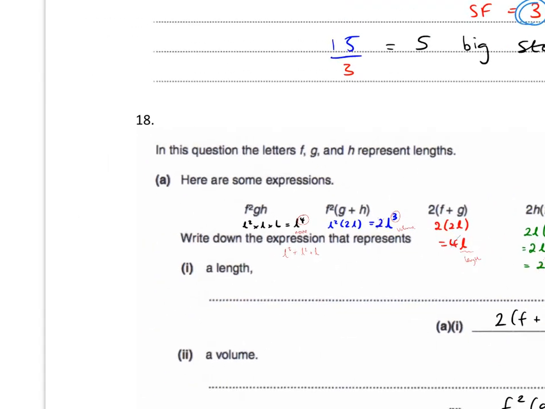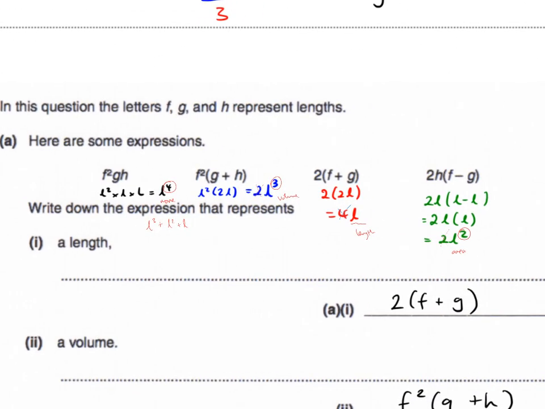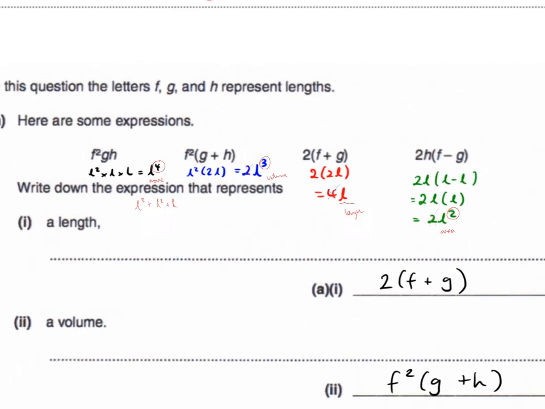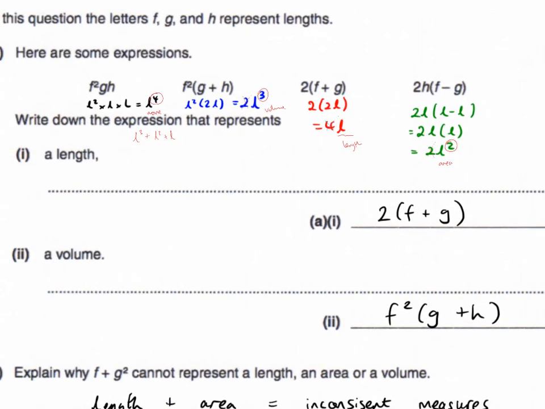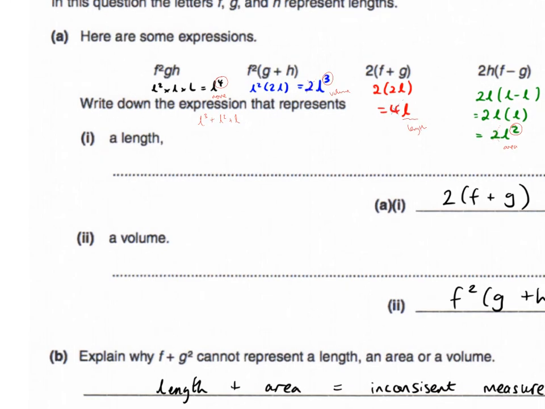Okay? So we're asked to find a length. So a length one would have been the 4L, which was 2 brackets F plus G. The volume was the 2L cubed, which was F squared brackets G plus H. And then it says, explain why F plus G squared cannot represent a length, area, or volume.